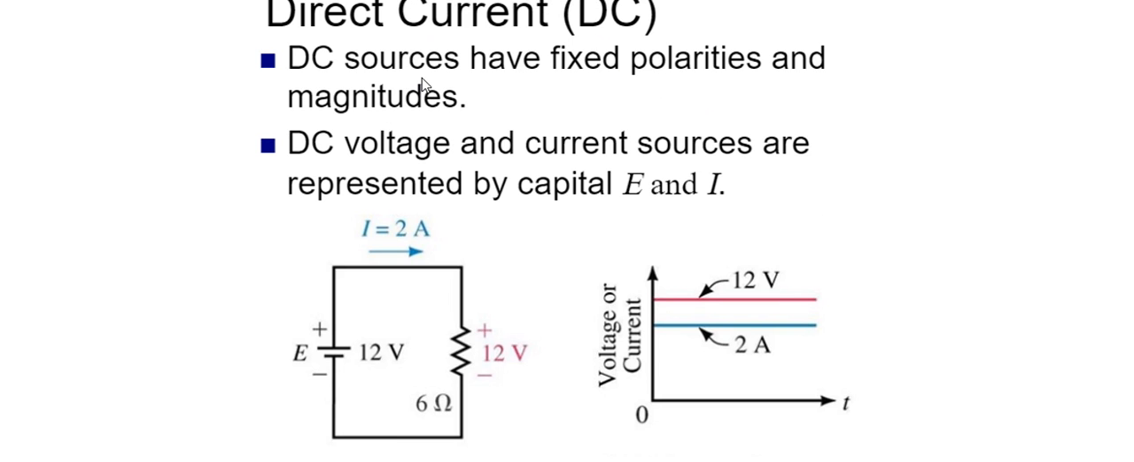A DC current source or voltage source will have fixed polarity, that is negative and positive, and only one voltage, 12 volt. If it is 12 volt, it is constant at 12 at all time intervals. If it is 2 ampere, it is constant for all time intervals, and it is represented by capital E and capital I. A DC source is a constant value having only one polarity.